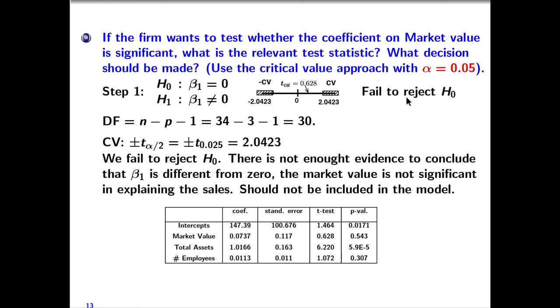Now, we need to answer some questions. Question number 1. If the firm wants to test whether the coefficient on market value is significant, what is the relevant test statistic and what decision should be made? Here, we use the critical value approach with alpha equals 0.05. Step number 1, we state H0 versus H1. H0: beta 1 is 0, versus H1: beta 1 not equal to 0.